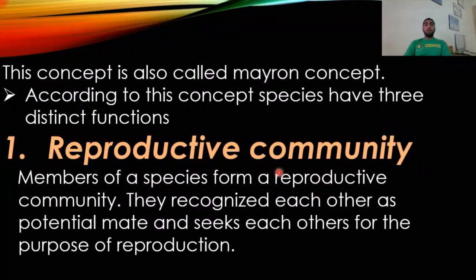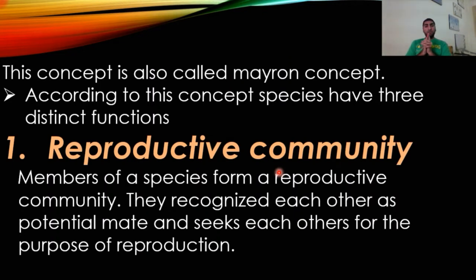This concept is also called the Mayr concept. According to this concept, there are three distinct functions of a species. Number one, species is a reproductive community. We will discuss them now in detail. Reproductive community, what does it mean?